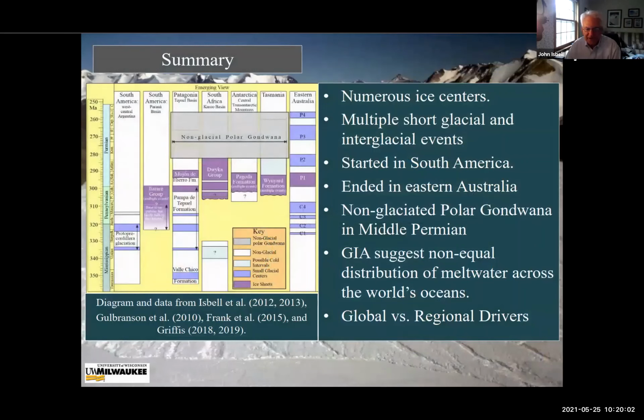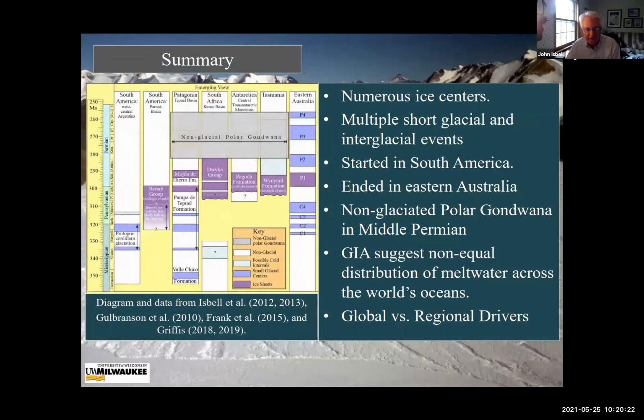Okay, so what was the late Paleozoic ice age like? Numerous ice sheets scattered across Gondwana, multiple short glacial and interglacial events of equal duration. Glaciation started in northern Africa and northern South America. It was stepwise in terms of deglaciation, and it finally ended in eastern Australia in the late Permian.